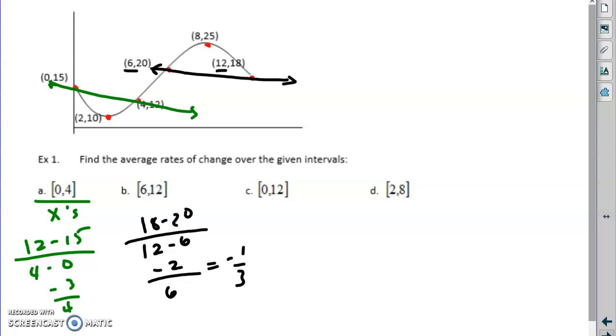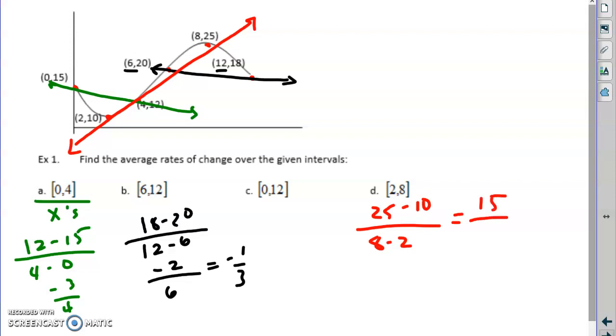Let's do one real steep one. We'll pick letter D as a red line going through the point (2, 10) and the point (8, 25). Average rate of change, we got this now. 25 minus 10, slope of secant line, over 8 minus 2. 25 minus 10 is 15. 8 minus 2 is 6. 15 over 6 reduces to 5 over 2. That line would have an up 5 over 2 slope, up 5 over 2. Okay, average rate of change of a curve: slope of secant line given 2 points.